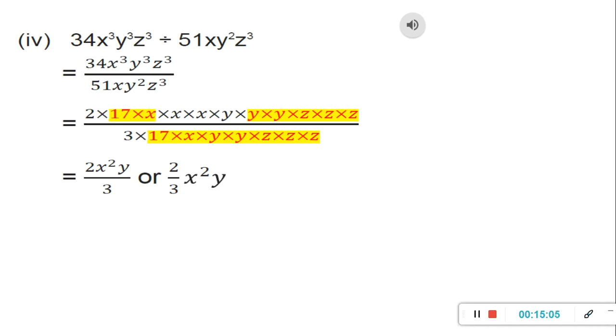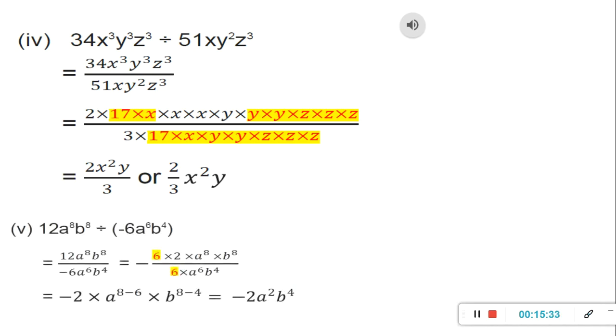Now we can cancel 17 with 17, x with x. Now y two times in numerator and denominator, and z three times up and down. Now what is remaining? 2 into x into y in the numerator and 3 in the denominator. So that means 2x square y upon 3, or we can write 2 upon 3x square y. That is our answer.